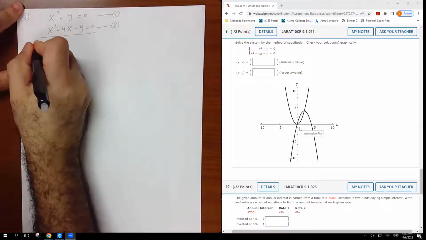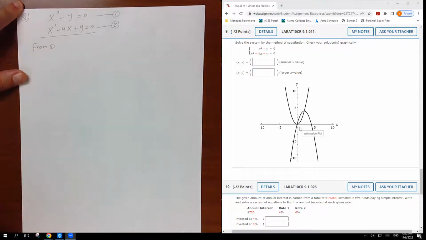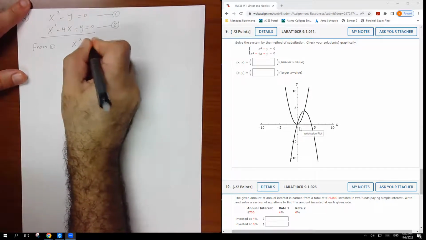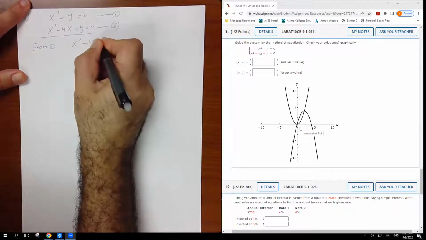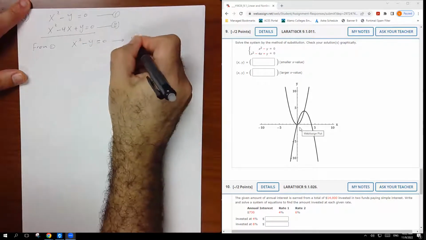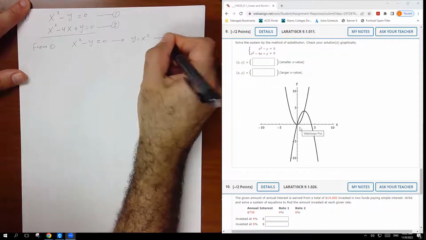So from 1, I'm gonna solve the first one. We have x squared minus y equal 0. I'm gonna add y. That means y is going to be equal x squared. So this is number 3.